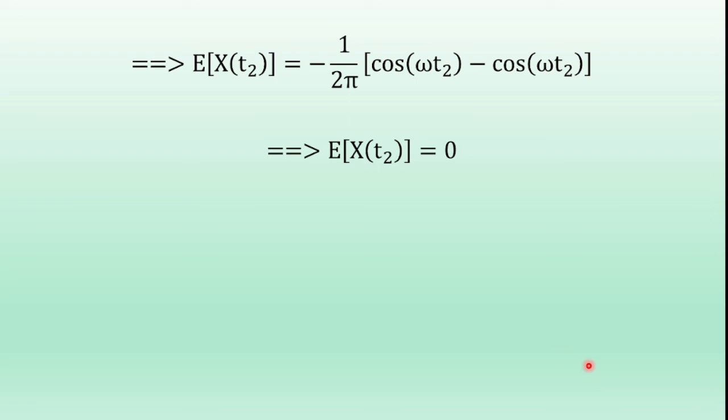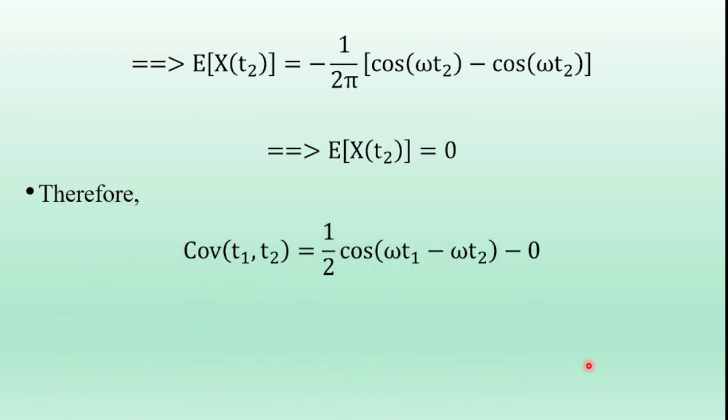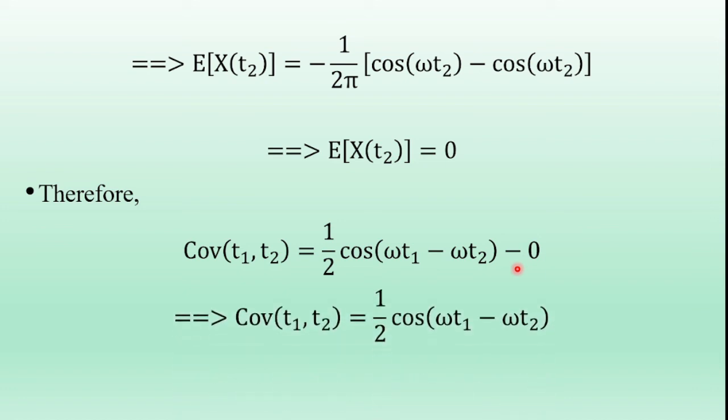Substitute expectation of x of t1, expectation of x of t2 and expectation of x of t1 x of t2 values into the expression of the covariance of t1 comma t2. So covariance of t1 comma t2 is the expectation of x of t1 x of t2, which is 1 by 2 cos of omega t1 minus omega t2, minus expectation of x of t1, which is 0, and expectation of x of t2, which is 0, 0 into 0 is 0. Therefore covariance of t1 comma t2 is equal to 1 by 2 cos of omega t1 minus omega t2.